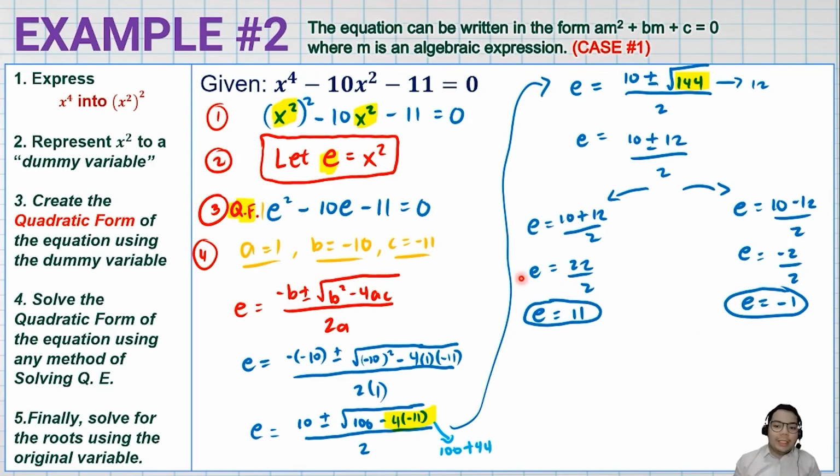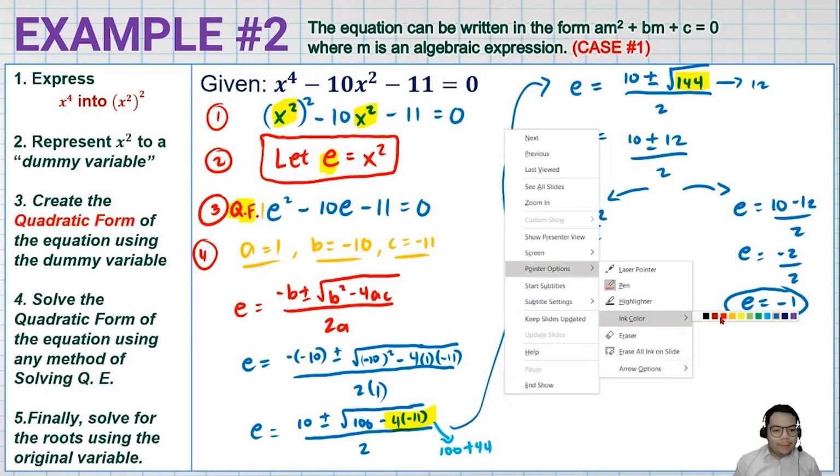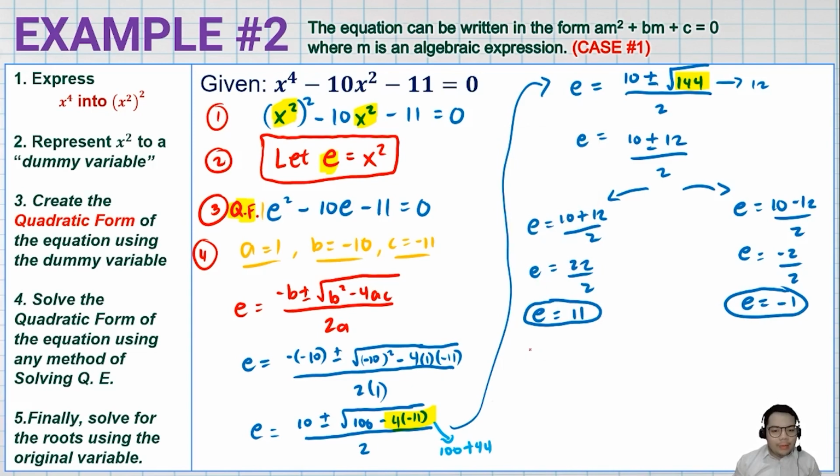But hindi pa dyan natatapos kasi x raised to 2 nga tayo or x yung sinusolve nating variable, x raised to 4. So, apat dapat yung sagot. At the same time, x yung variable na kailangan nating solve. So, we have to do step 5 pa. So, step 5, ang sabi niya, you will replace all of the values of E with the original variable and solve for the value of that original variable.